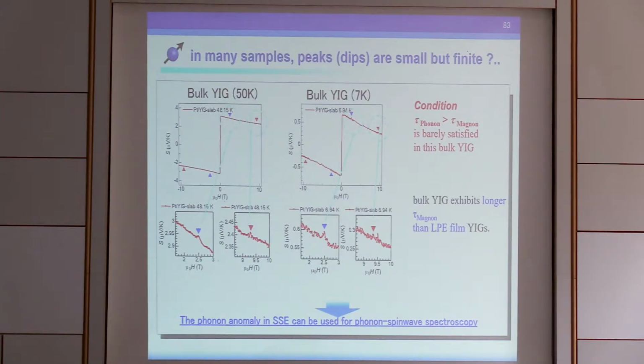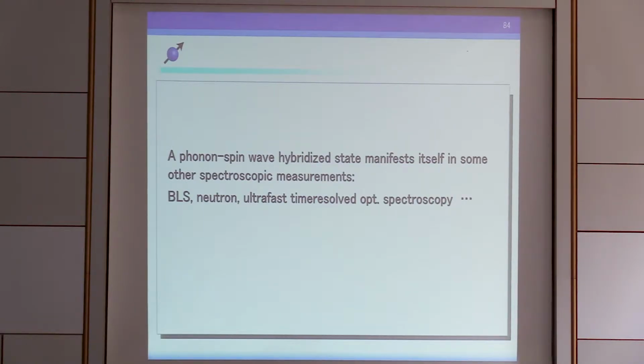The phonon anomaly in the spin Seebeck effect can be used as a kind of spectroscopy for the phonon-spin wave coupling. In fact, the phonon-spin hybridized state manifests itself also in some other spectroscopic measurements, like the famous Brillouin light scattering, neutron scattering, and ultrafast time-resolved optical spectroscopy. Among them, today I'd like to show some of the data from the ultrafast time-resolved optical spectroscopy from my group.